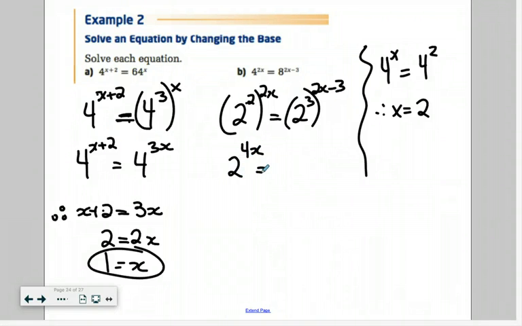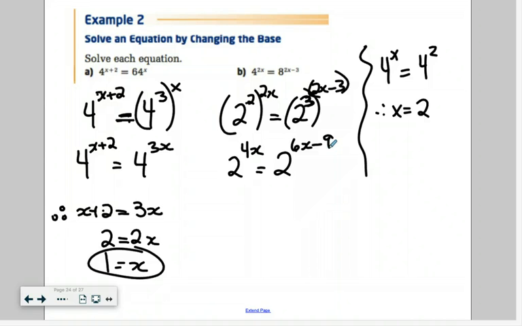And make sure you're applying the distributive property here in that the 3 is being multiplied by the entire 2x minus 3. So that entire exponent now will be 6x minus 9, right? So it's 3 times 2x and then 3 times negative 3.